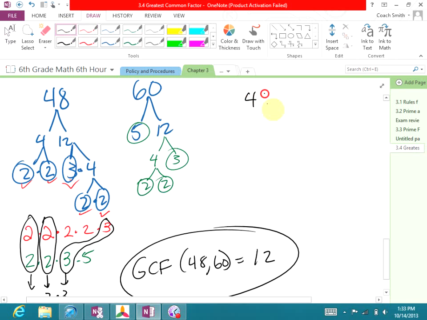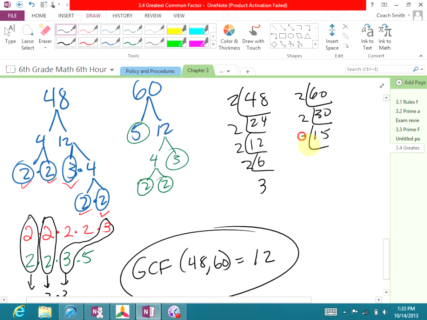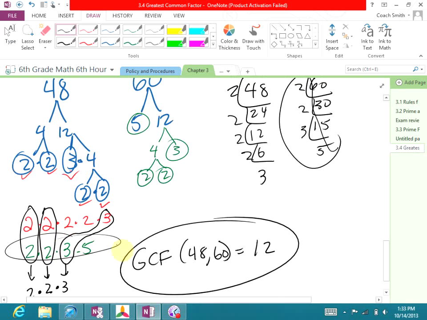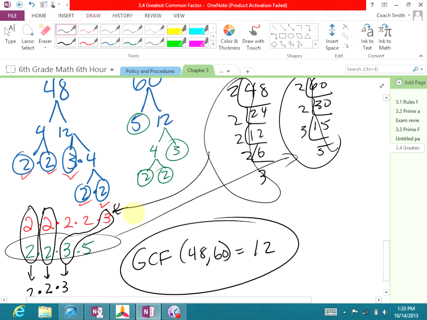Let me show you the inverted division. You don't have to copy this down. 48: 2, 24, 2, 12, 2, 6, 2, 3. And then 60: 2, 30, 2, 15, 3, 5. Okay, I still came up with the same prime factorization. There's that one, and there's that one. Inverted division and factor tree are just two different ways to come up with the same prime factorization.